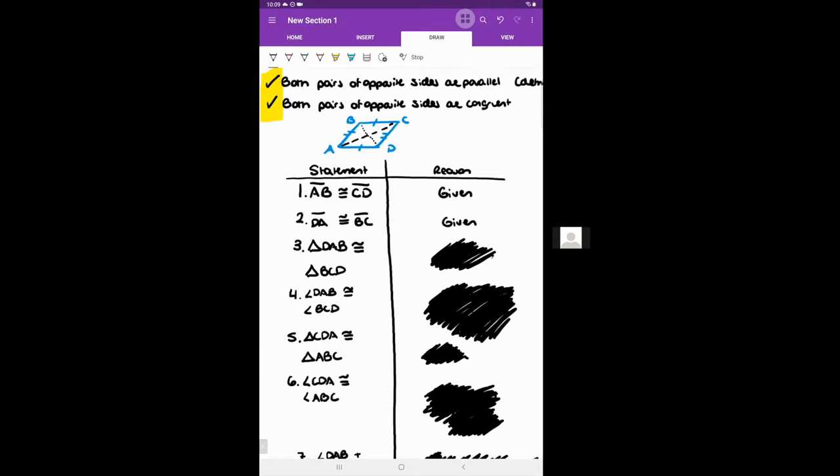First, by assumption, AB is congruent to CD and DA is congruent to BC. Then we know that triangle DAB is congruent to BCD, and that's by side-side-side, because we know that AB is congruent to CD, DA congruent to BC, and then obviously BD is the same as DB. From that congruency, we know that angle DAB is congruent to angle BCD. Furthermore, we also know that triangle CDA is congruent to ABC. That's again by side-side-side. CD is congruent to AB, DA is congruent to BC, and AC and CA are obviously the same. And from that, from 5, we know that angle CDA is congruent to ABC.